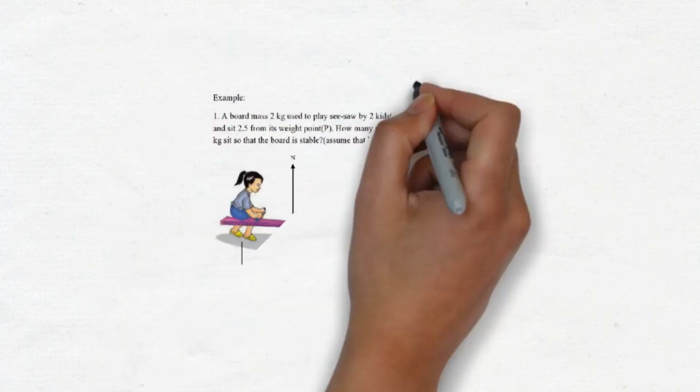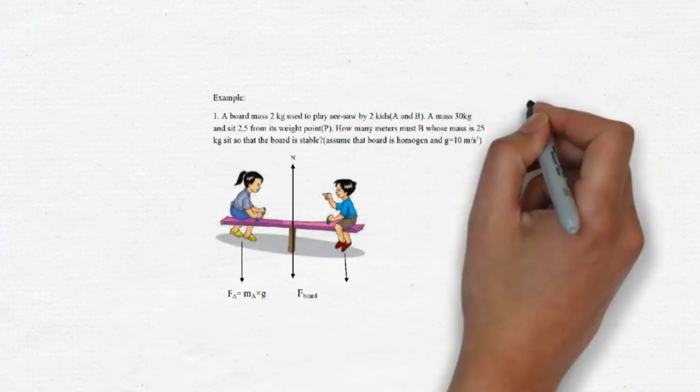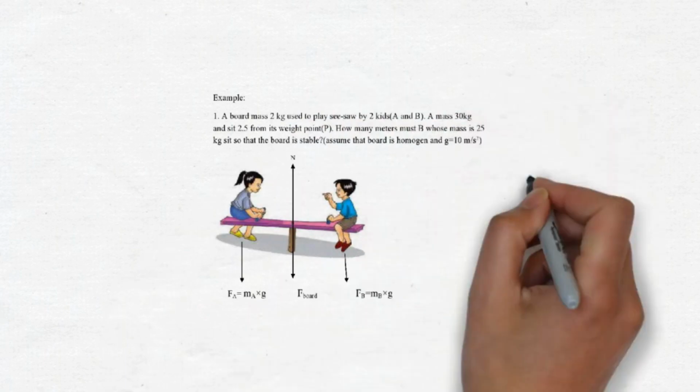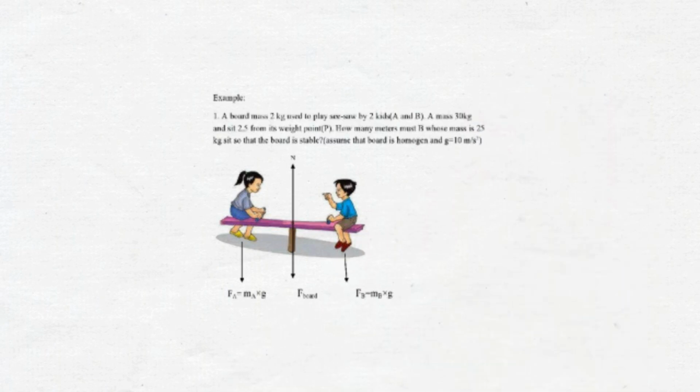A board of mass 2 kilograms is used to play seesaw by 2 kids, A and B. A has a mass of 30 kilograms and sits 2.5 meters from the center point. How many meters must B, whose mass is 25 kilograms, sit so that the board is stable? We can assume that the board is homogeneous and g is 10 meters per second squared.